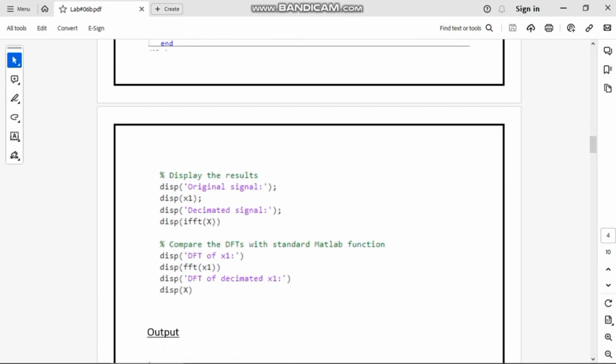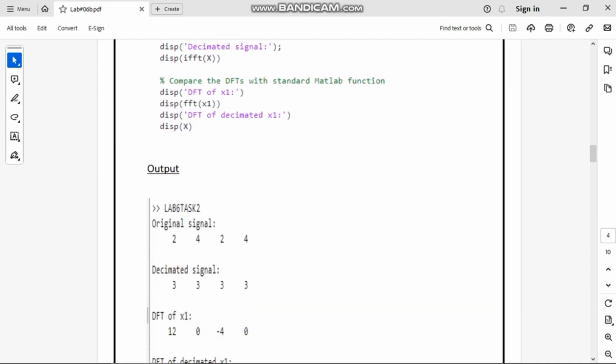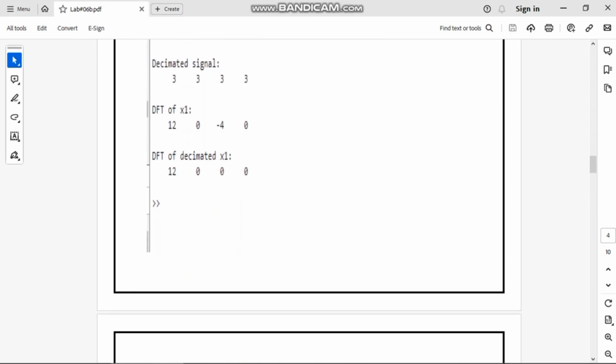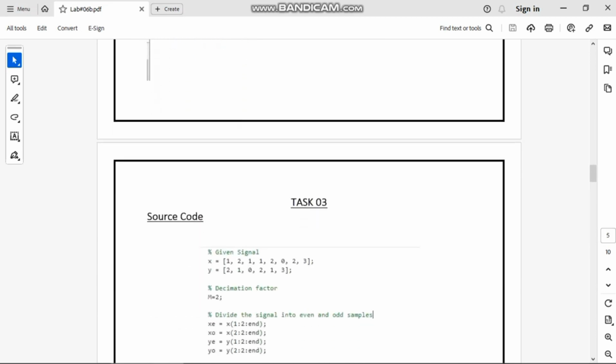Here the new thing is we are comparing the DFT with the standard MATLAB function. Its output is original signal, decimated signal, then comparing DFT of x1 and DFT of decimated x1. This is the output.